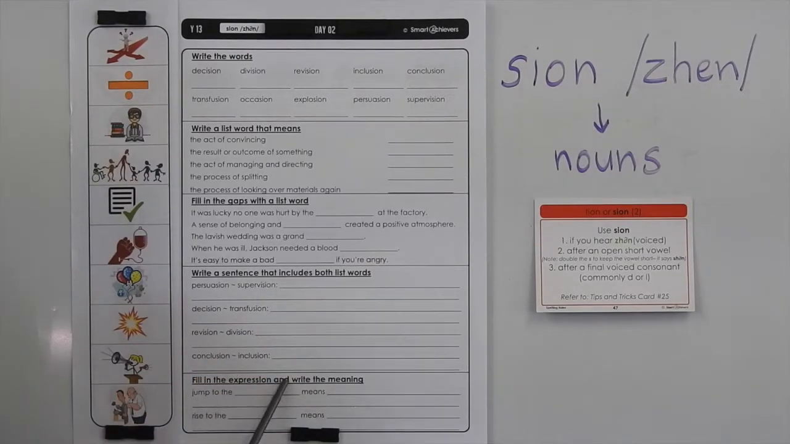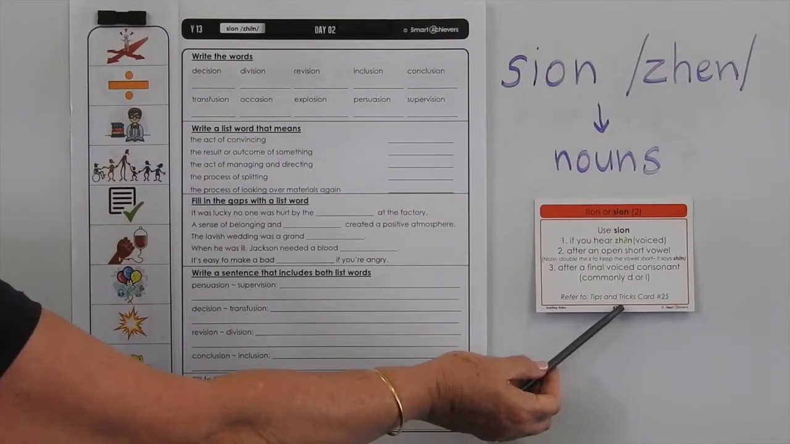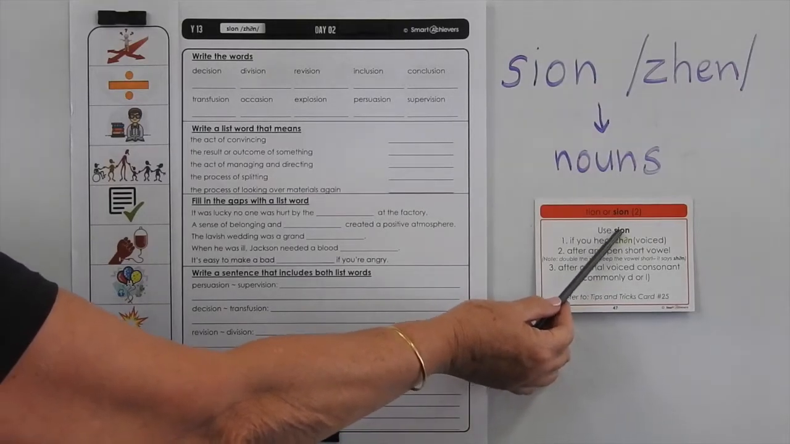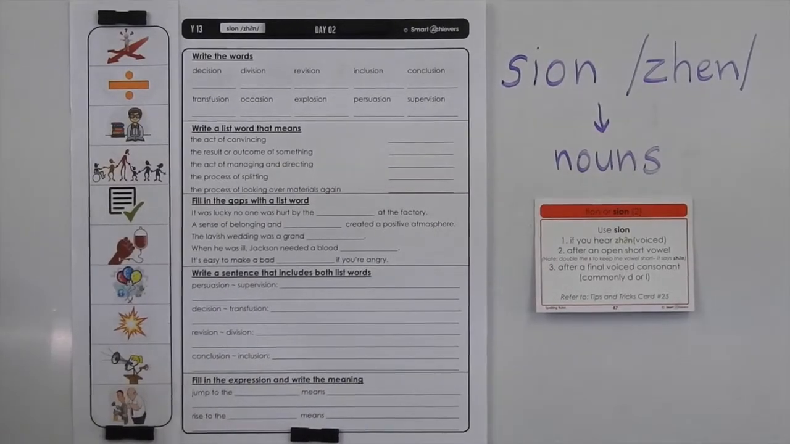Fill in the expression and write the meaning. So jump to the what does it mean and rise to the what does that mean. So if you're not sure on those expressions, you may need to discuss them within your group. Now do refer to the spelling rules card 47 to find out more about the zhen sound and when it applies and why we use it.